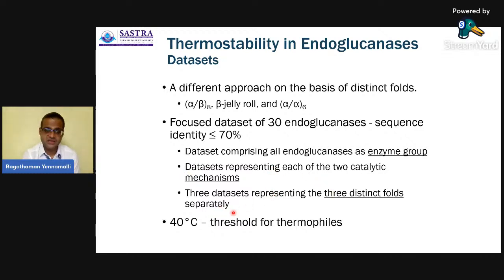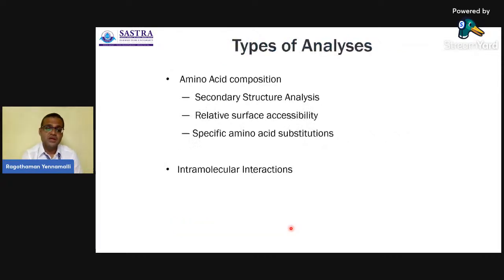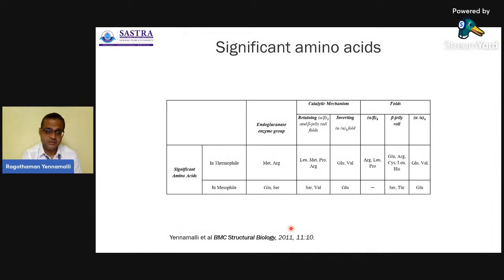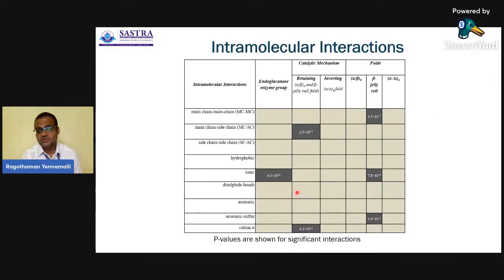So what we did was, we curated a data set of endoglucanases based on a sequence identity cutoff, and then divided them into different data sets, and then we kept those that were above 40 degrees Celsius as thermophiles or thermostable enzymes. So we did a lot of sequence-based analysis, and we did structure-based analysis, and then we found that certain amino acids in the thermophile were significant as an entire enzyme group, and also as the structural fold, and also as the mechanism, compared to the mesophile. And at the same time, we found that these amino acids also have a preference for where they want to be positioned in the structure, whether they are exposed or buried, and also depending on what type of interactions they are having.